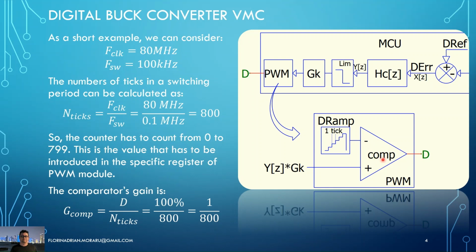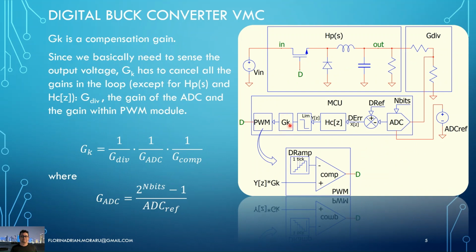The gain of this comparator is simply the duty cycle over the ramp, or over the number of ticks if you want. So in the end, it's simply 1 over 800 for our example. We have this GK block that has to negate the gain of the resistor divider, the gain of the ADC converter, and the gain of the digital comparator. This is why GK has this expression here. The gain of the ADC is simply the output over the input. The output would be 2 to the power of the number of bits minus 1, and the input is the full analog ADC input range, which is the ADC ref. So this is the expression for the gain of the ADC.